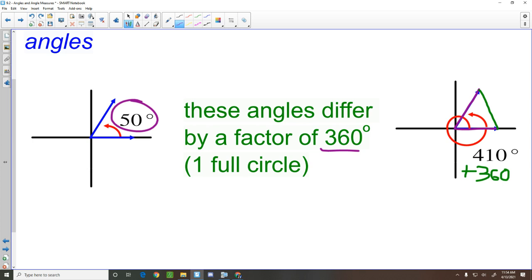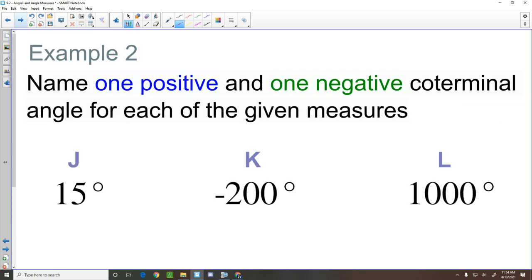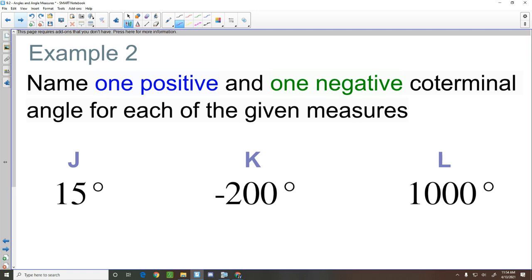And so what I want you to do right now is practice identifying coterminal angles. I've got three angles here for you, J, K, and L. All I want you to do is identify two additional coterminal angles. Now, there are actually an infinite number of coterminal angles for each of these, because I could keep on adding 360 over and over and over again. But I just want you to give me one positive coterminal angle and one negative coterminal angle.